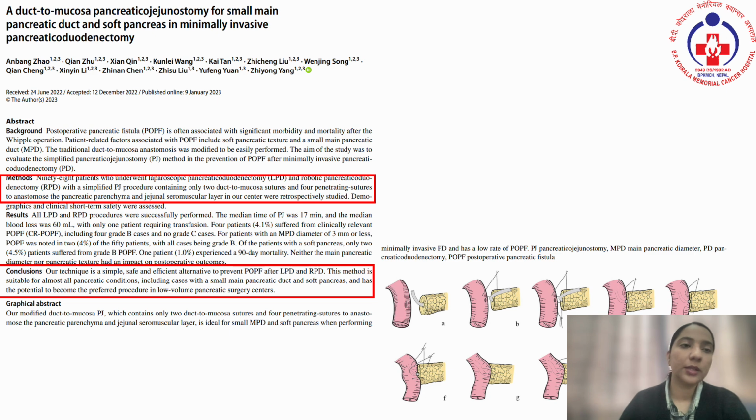And another is duct to mucosa pancreatogastrostomy for small main pancreatic duct and soft pancreas in minimally invasive pancreatoduodenectomy. Since the classical Heidelberg and Blumgart technique is difficult to do in the laparoscopic and the robotic setting, in this case what they have done is they have taken only 2 sutures over the duct to mucosa, and after that they take a through and through penetrating suture to anastomose the pancreatic parenchyma and the jejunal seromuscular layer.